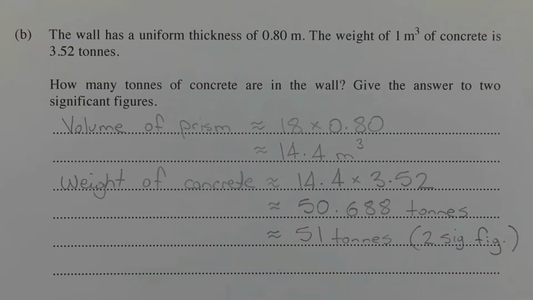Now the weight of concrete per cubic meter is 3.52 tons, and we have 14.4 cubic meters. So to get the weight or mass of concrete in this wall, we take the volume of the wall, which is 14.4 cubic meters, and we multiply that by the weight of concrete per cubic meter, which is 3.52. And that gives us approximately 50.688 tons. Now the question is asking us to give the answer correct to two significant figures.